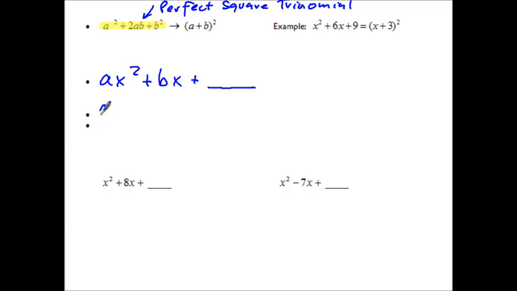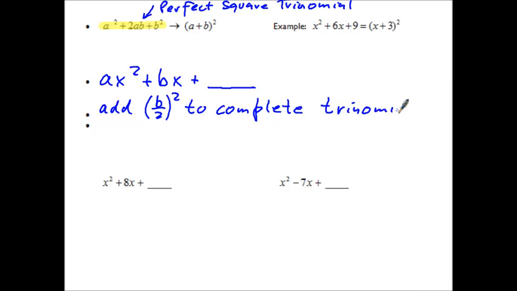What we have to add is (b/2) squared, and then we complete our trinomial. b divided by 2 will complete our trinomial. Let's look at the example above.